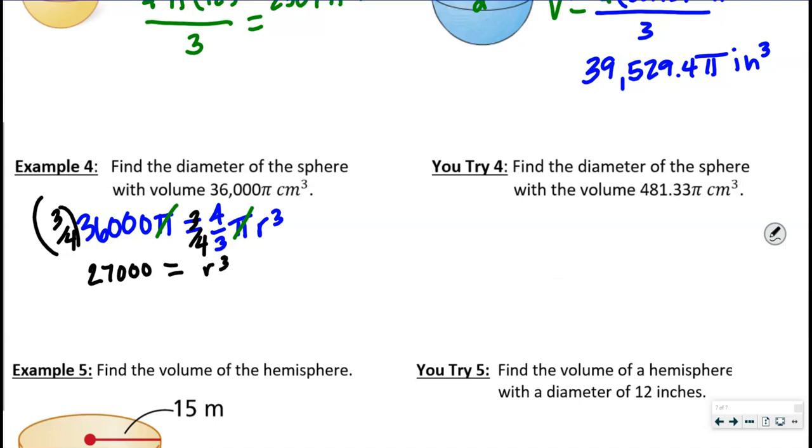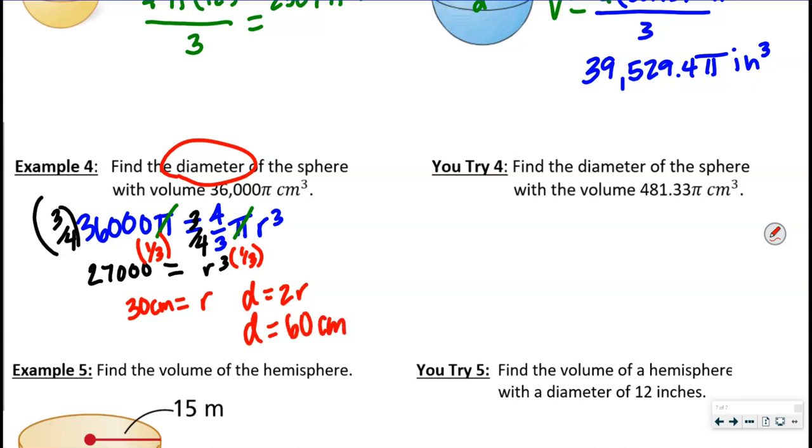How do we get rid of that cube? Yep, you take it to the 1/3 power. So again, in your calculator, you're going to take 27,000 to the 1/3 power. And when you do that, r is equal to 30 centimeters, right? But it didn't ask for the radius. What did it ask for? The diameter. So what do we have to do to that? The diameter is equal to 2 times the radius. So that means our diameter is going to be equal to 60 centimeters, right?